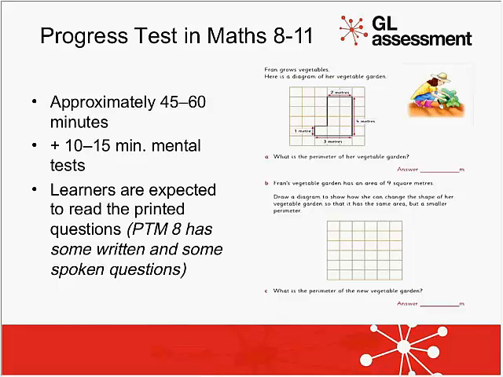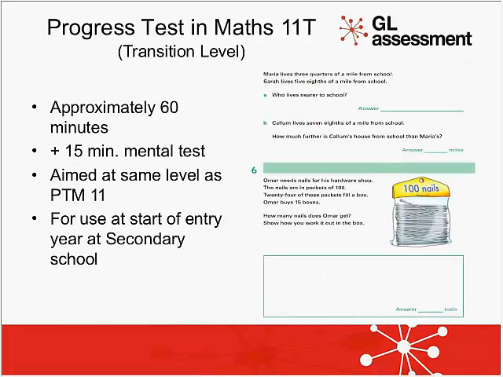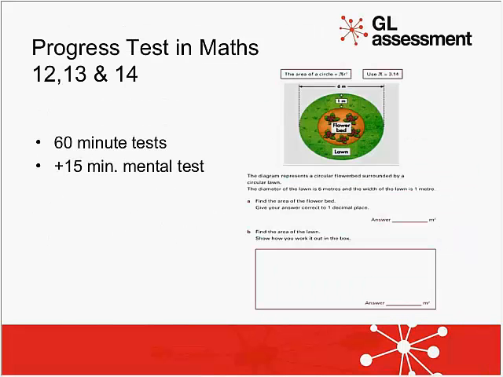So, at 11, just as in Progress Test English, there's this transition level. It mirrors the age 11 for Progress Test Maths, in that it's approximately 60 minutes long with a 15-minute mental test. We've said it to death now, it's aimed at the same level as the Progress Test Maths 11. And it's for use at the start of that entry year at secondary school. So beyond that, ages 12, 13 and 14 mirror that length of time, 60-minute tests with 15 minutes for the mental test itself.